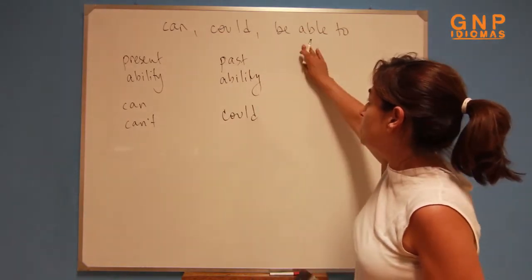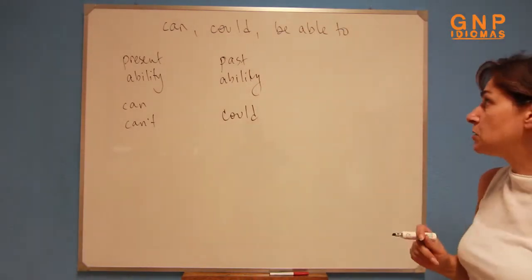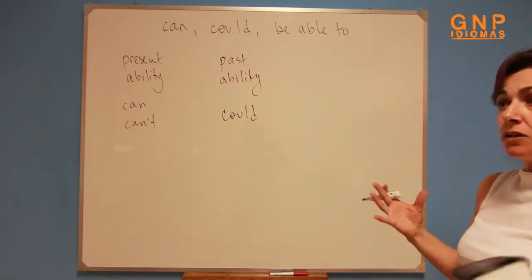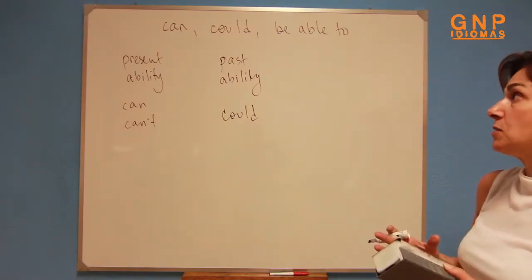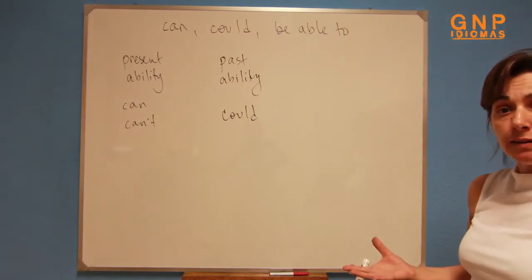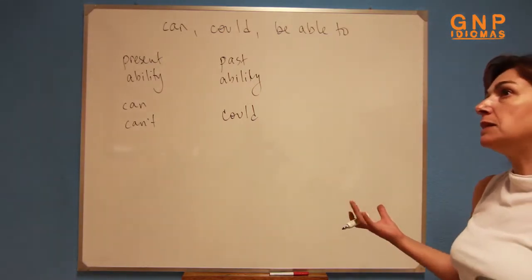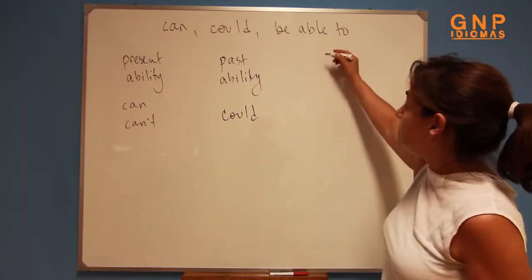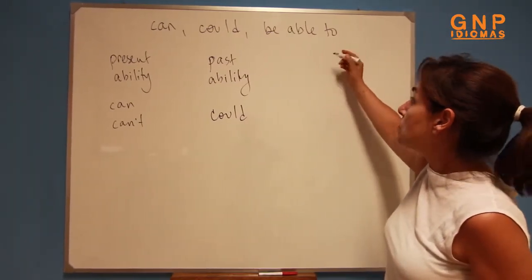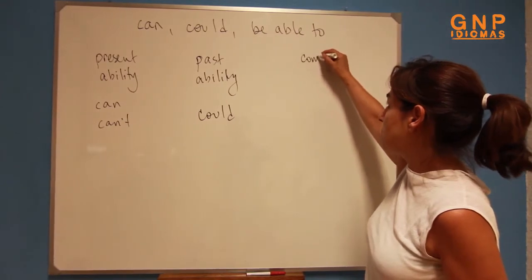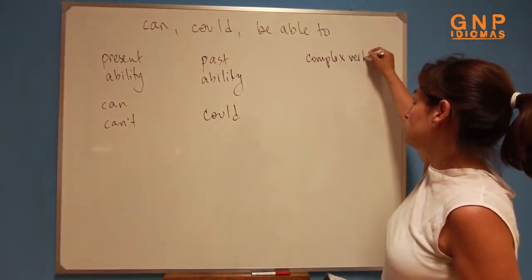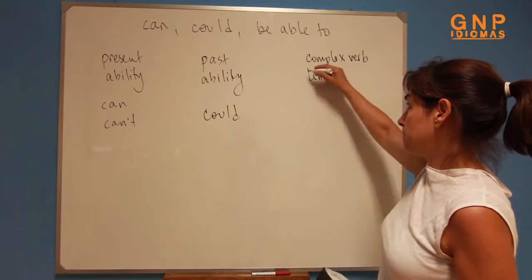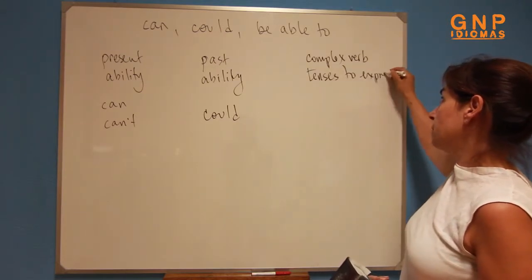All right? But then we have be able to. Now, why do we have be able to? We have be able to because we cannot put two modals together. So I cannot say will can. I cannot say must can. So I have be able for that. So be able is what we use for complex verb tenses, to express ability. All right?